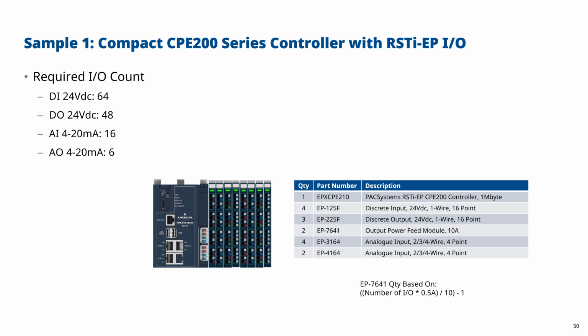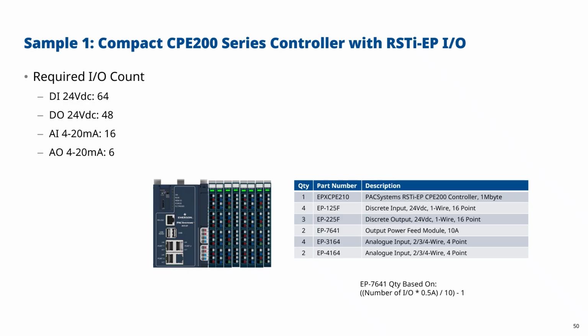Then on the analog side, I've got 16 analog in, so 16 divided by 4 means that I need 4 EP3164 modules. Again, potentially I could optimize here. I could use 2 of the 8-channel modules, but then I also need high-density terminals, and it just gets a bit more complicated. So for simplification of the bill of materials, I'm using the EP3164. And then the last one there, I've got 6 analog outputs. 6 divided by 4 is 1.5. You can't have half an I/O module, so I've quoted 2 EP4164s.